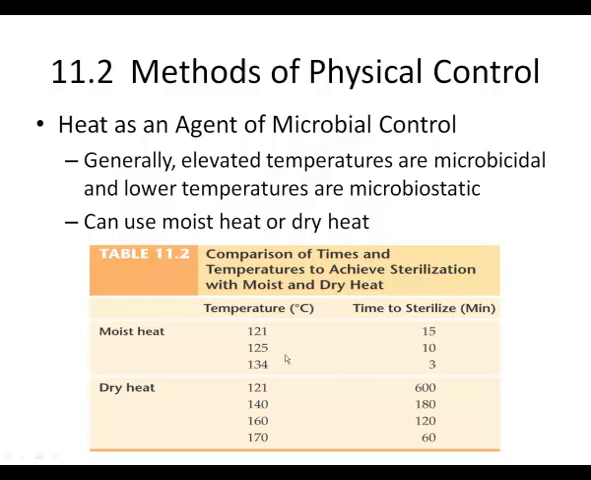And if you look here, once we get up to 134 degrees centigrade, we can reach sterilization in about 3 minutes. We never get anywhere close to that, even at 170 degrees centigrade, which is somewhere around 325 degrees. So you're going to need a lot of dry heat to reach sterilization in a quick amount of time.